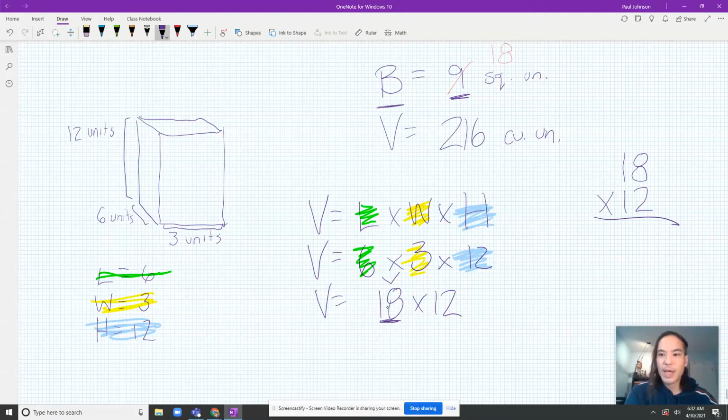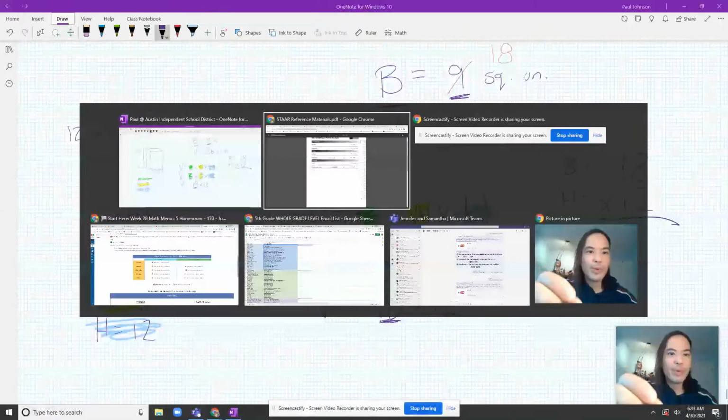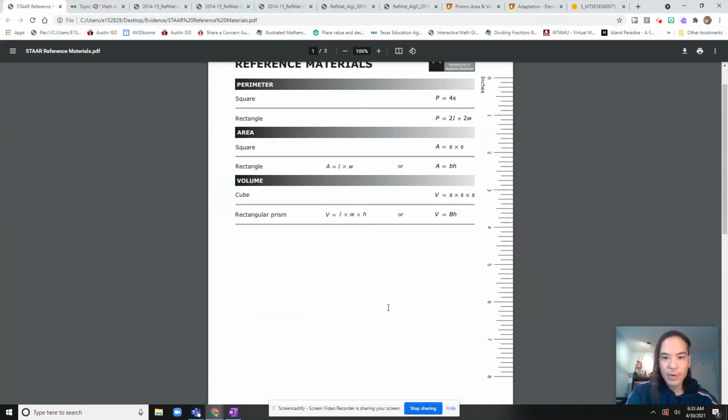This is base times height. 18 is our base. 12 is our height. All right, so if you remember over here, you also have this formula for volume of a rectangular prism. Volume equals base times height. So that's what we're going to do right now.